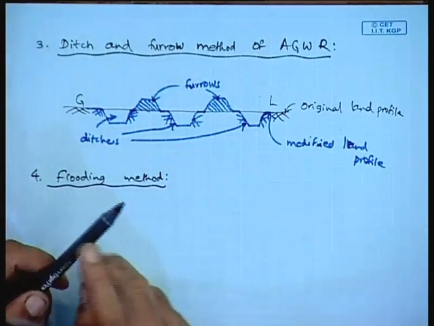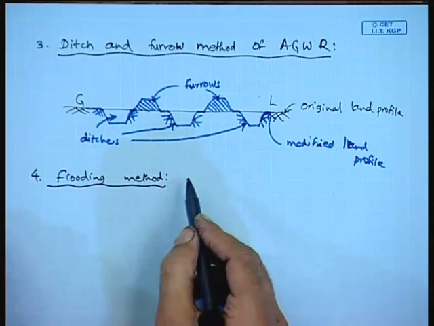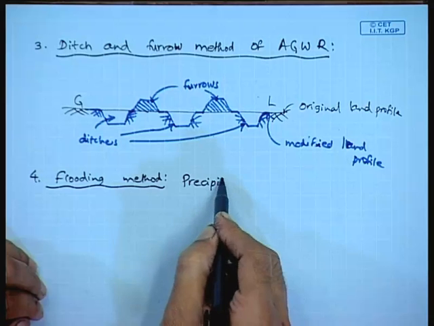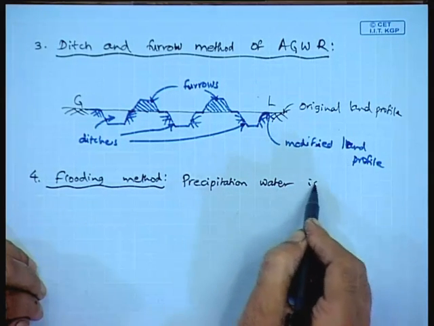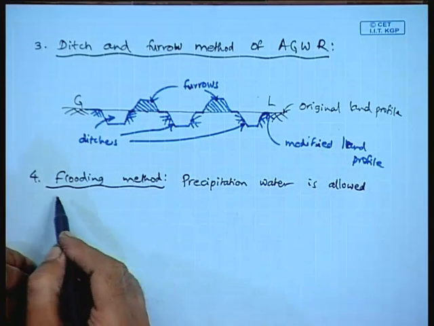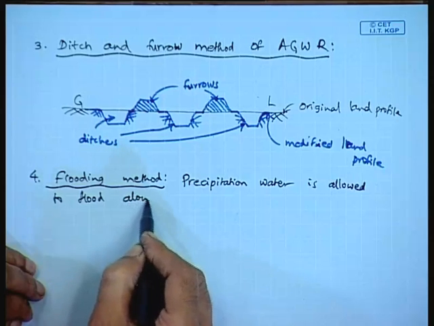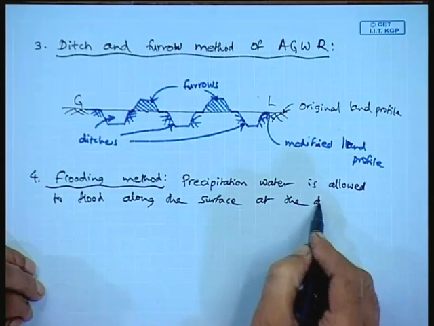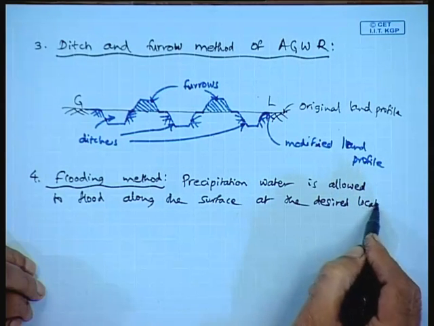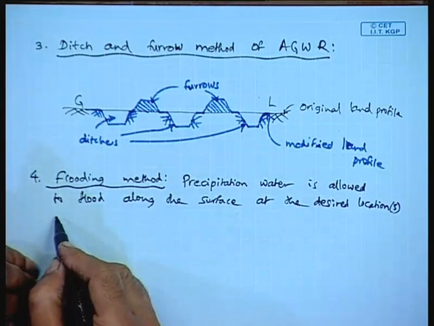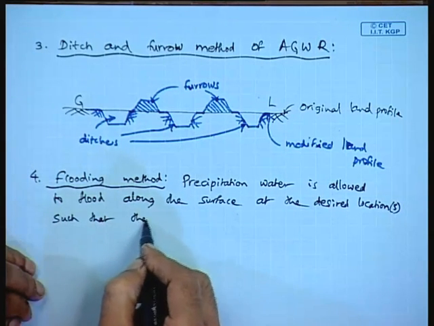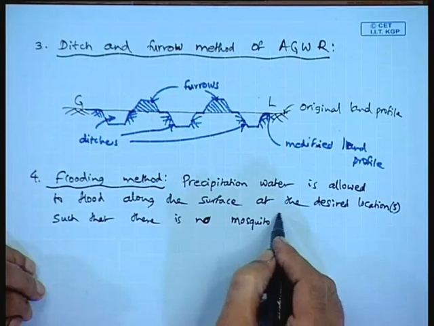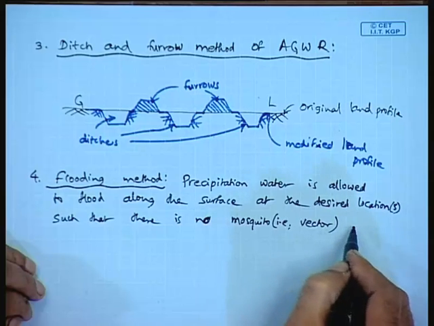Here it is self-explanatory. In this case, simply precipitation water is allowed to flood along the surface at the desired location or locations, such that there is no mosquito problem, which is also known as a vector problem.